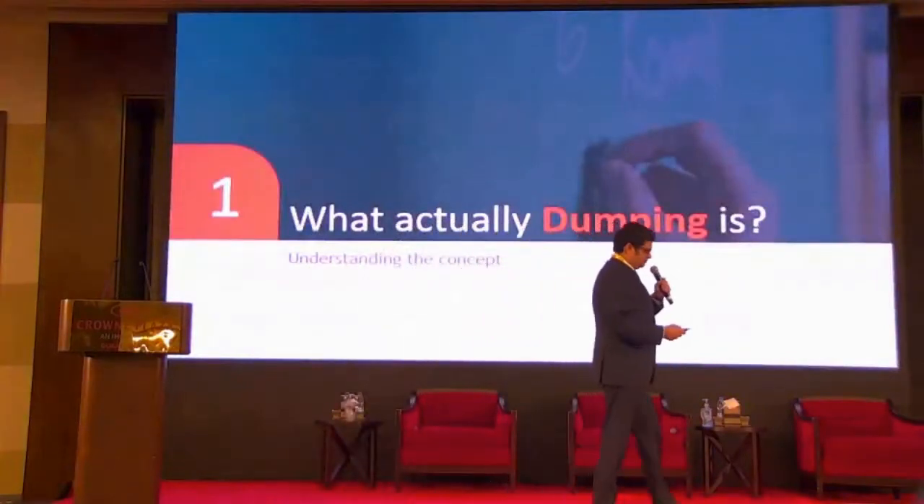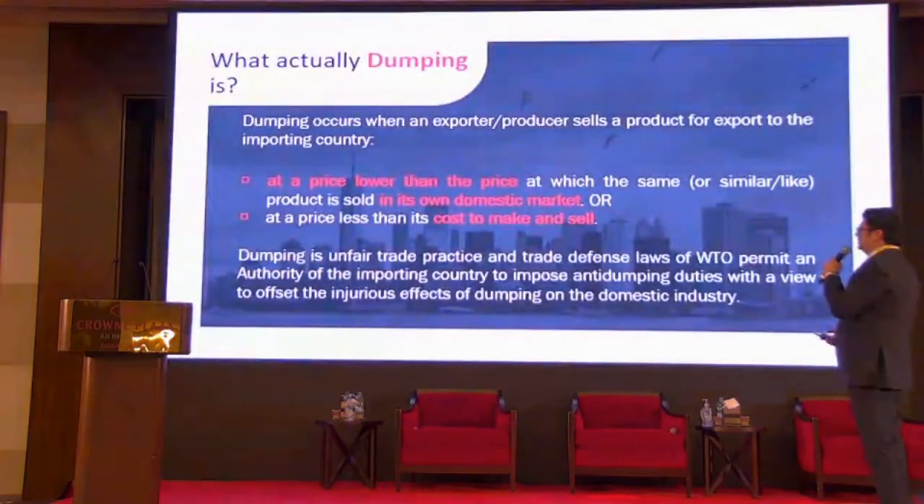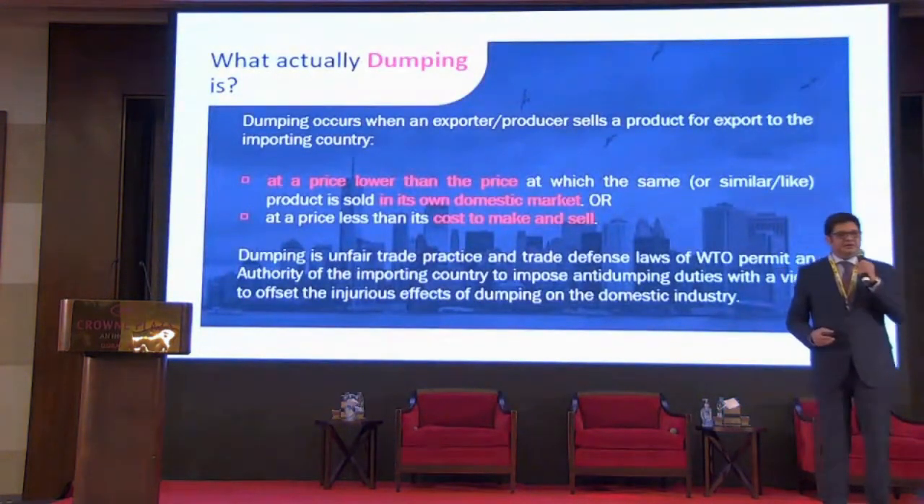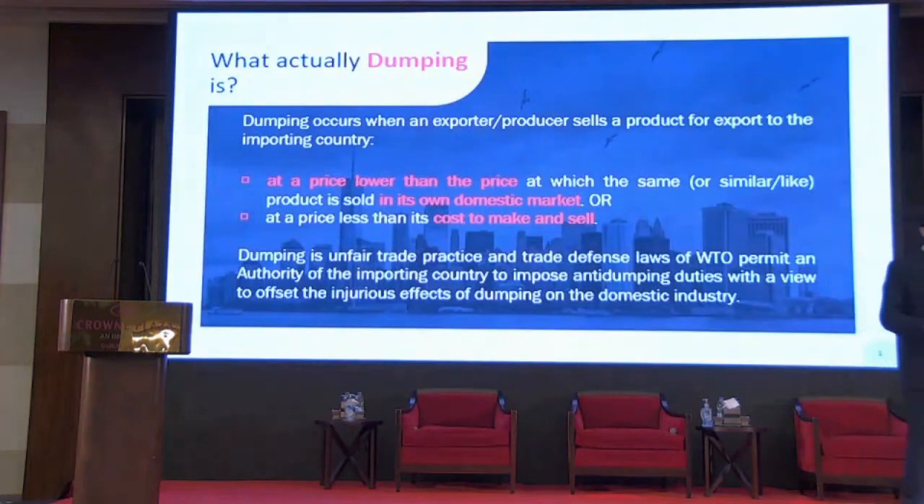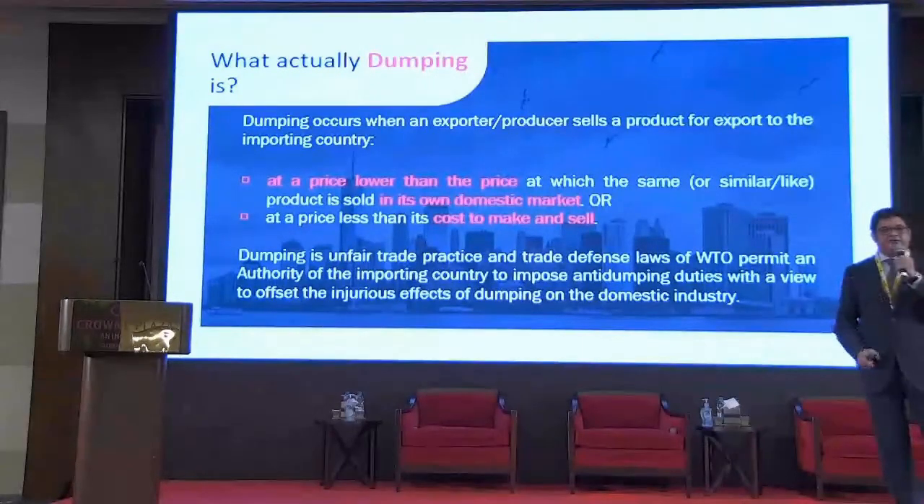When we talk about dumping, it is a practice of price discrimination. When an exporter is selling a product at a higher price in its domestic market, and exporting the same product to another country at a lower price, the difference in price is the dumping. For example, I'm based in China and I'm selling this mic at a price of $100, and I'm exporting the same mic to UAE at a price of $90. So the difference of $10 is dumping, which is unfair trade practice.